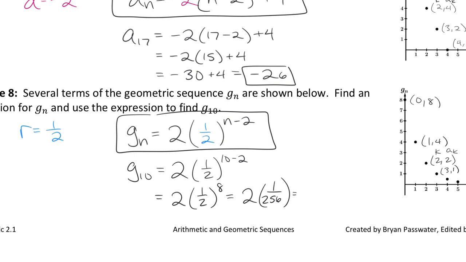So if we're keeping going, yes, 2 times 1 over 256 is 2 over 256. And then since both the top and bottom are even, we can divide them by 2, which brings us back down to 1 over 128. That's a big number. Well, it's actually a very small number.